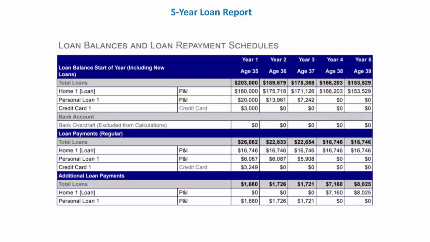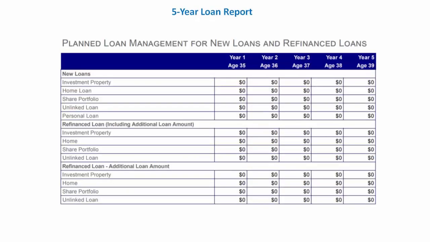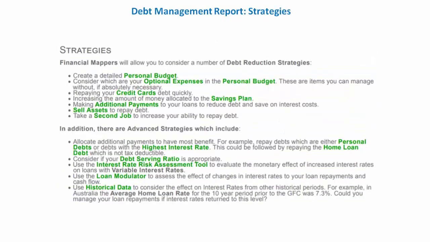This section displays all loan balances and loan repayment schedules and includes the loan type. This table is an amortization schedule for each loan and includes the interest rates. This information may be helpful in selecting which loan should be repaid first. In this report, there are no new loans or refinanced loans. The debt management report is in the same format as the 5-year loan report, but this report includes strategies for debt reduction as displayed here.